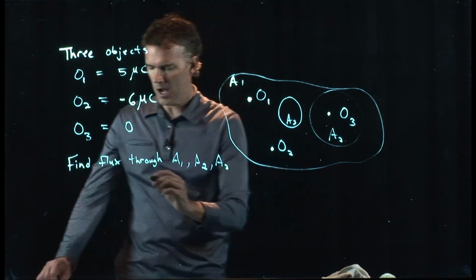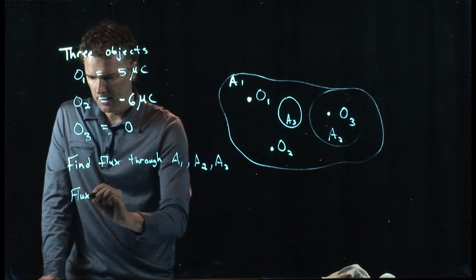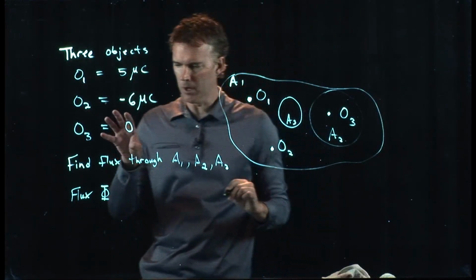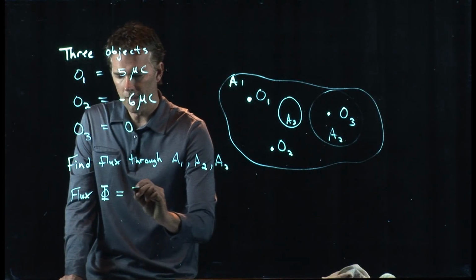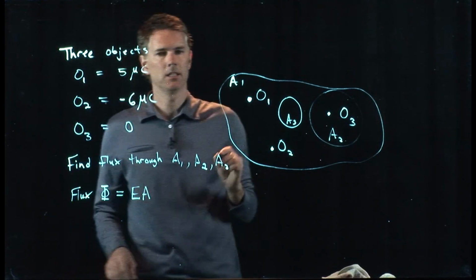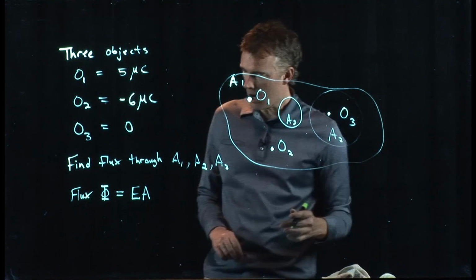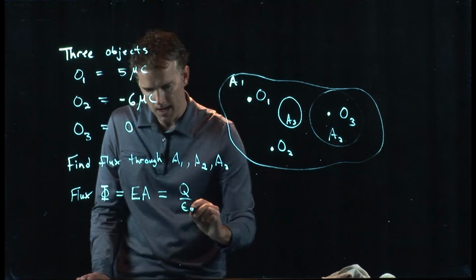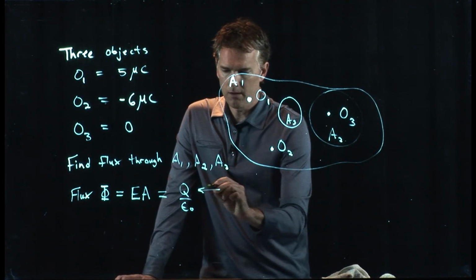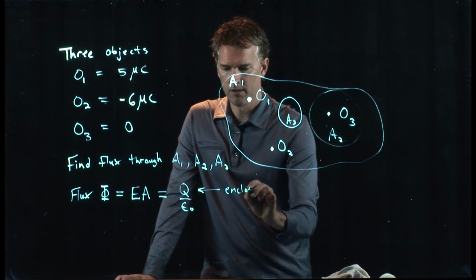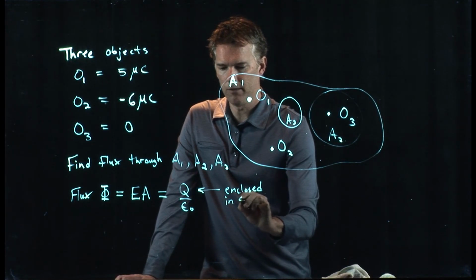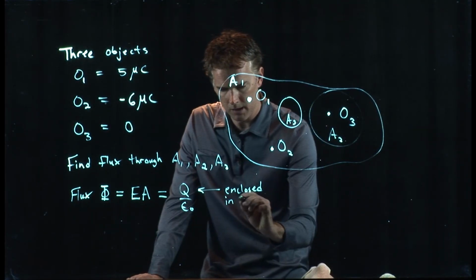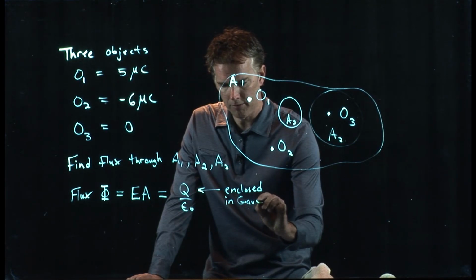All right, flux we usually write with a capital Phi. I don't know if he does in your textbook or not, but typically you write it with a capital Phi. That is just E times the area, and Gauss's law tells us it's Q over epsilon naught. This is the charge enclosed in that surface, enclosed in the Gaussian surface.